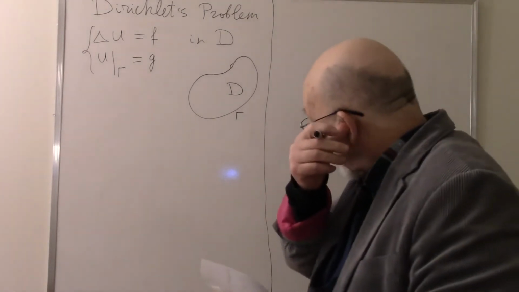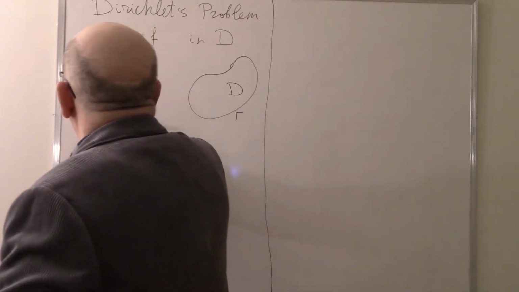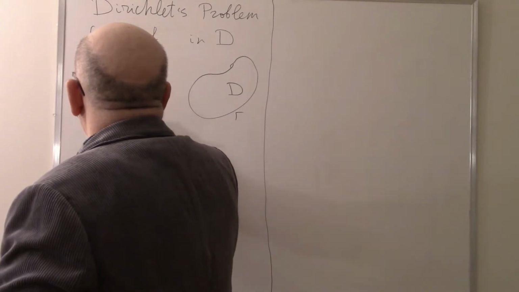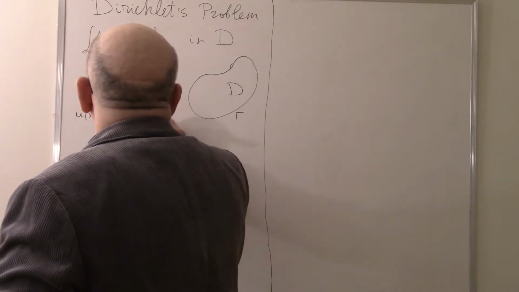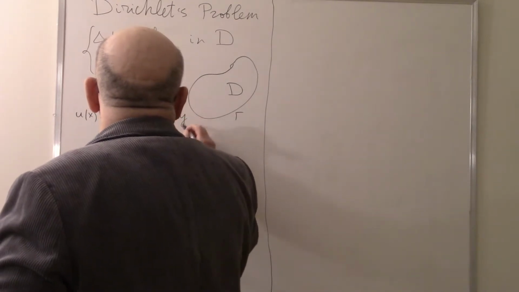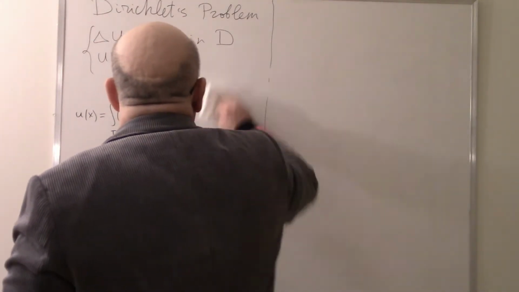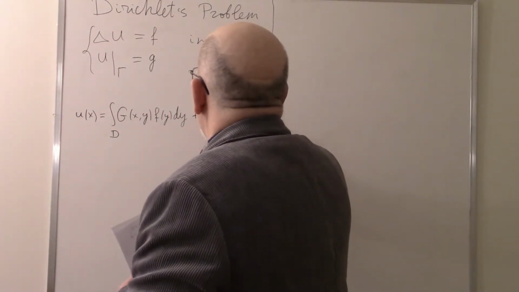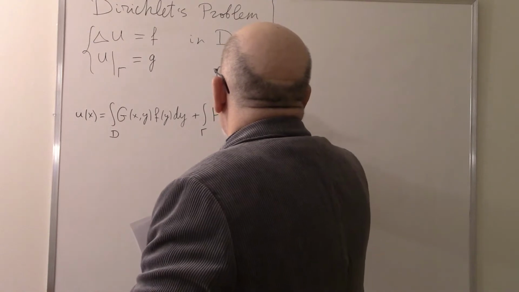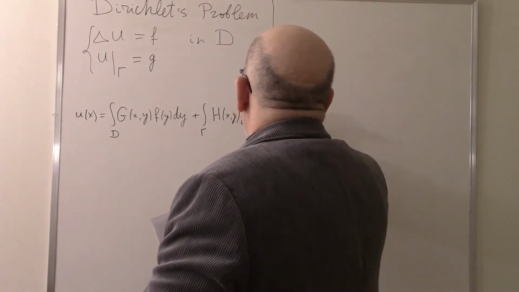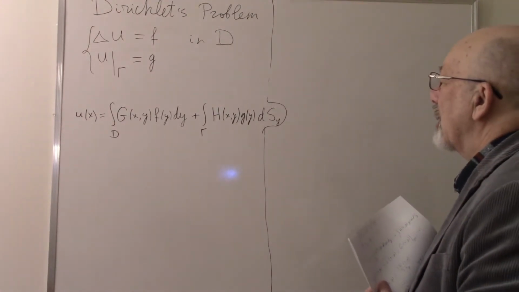Now, the general solution for this problem is the following. U of x equals the integral over D of G of x, y, f of y dy, plus the integral over gamma of h of x, y, g of y, ds y. It is the element of the n minus 1 dimensional area.